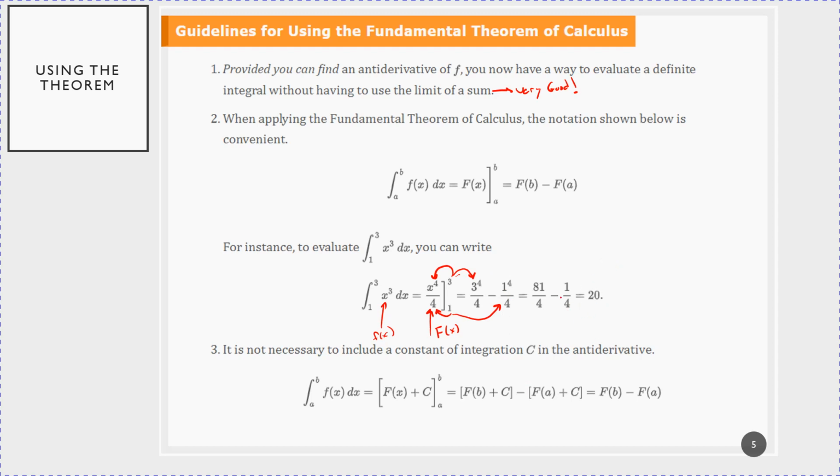And as I've been saying here, it's not necessary to include a constant of integration c, because even when you do, you get plus c and then minus the c, so the c's are going to end up canceling here. So no longer do you need that constant of integration. It's not needed. So when you're doing indefinite integrals, without the bounds of integration, then you're going to need that plus c. When you're doing these definite integrals with bounds of integration, you do not need that plus c anymore.